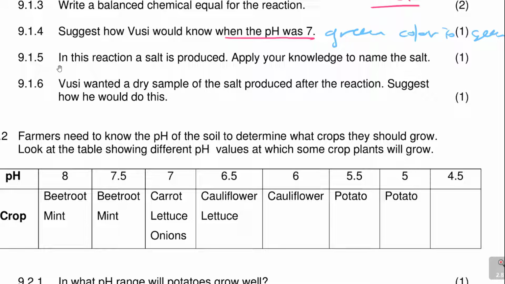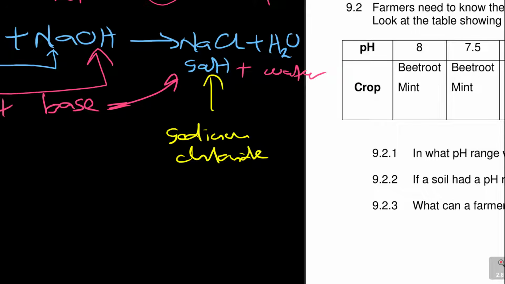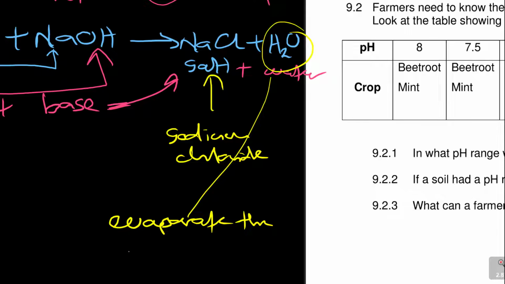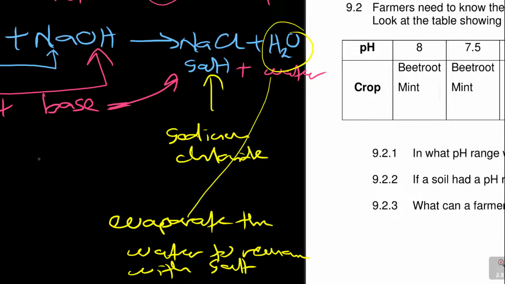And then he says, is this reaction okay? First, he wanted a dry sample of the salt produced after the reaction. Suggest how he will do this. A dry sample. How will he dry this sample? You evaporate. It's evaporation. You evaporate the water, or the liquid, to remain with salt.